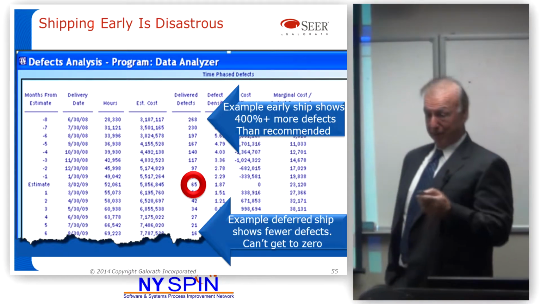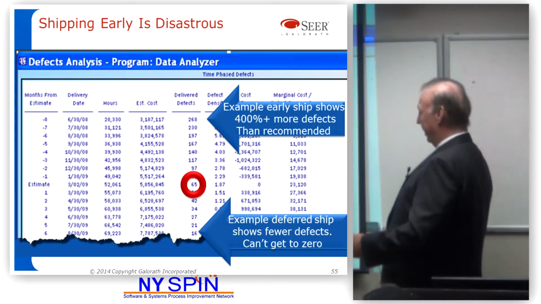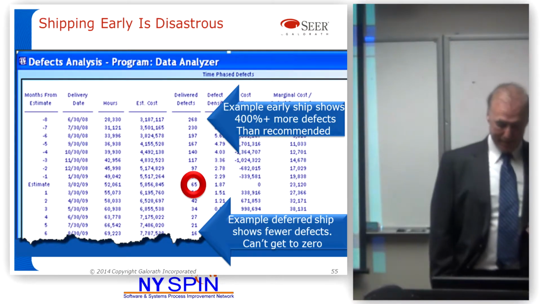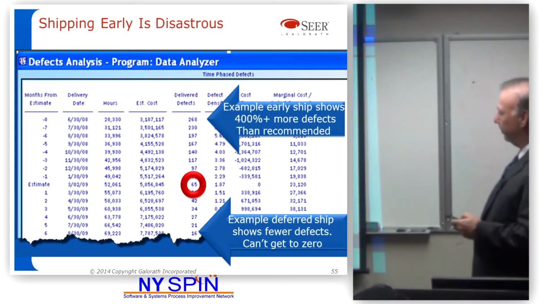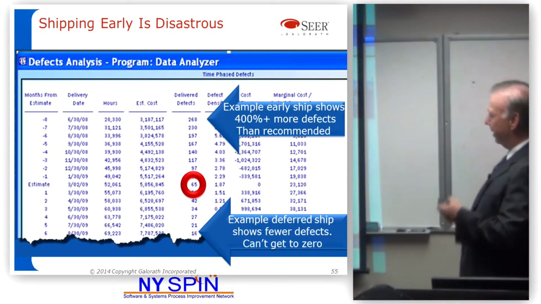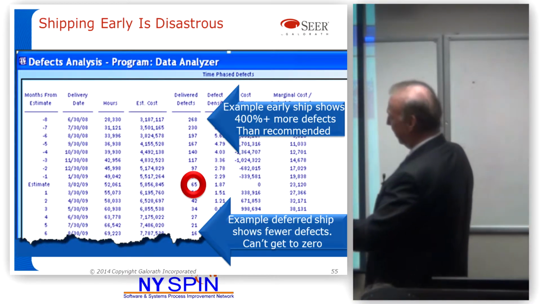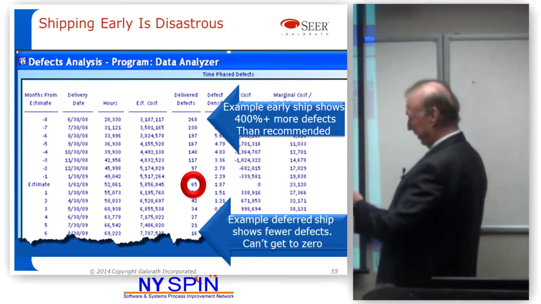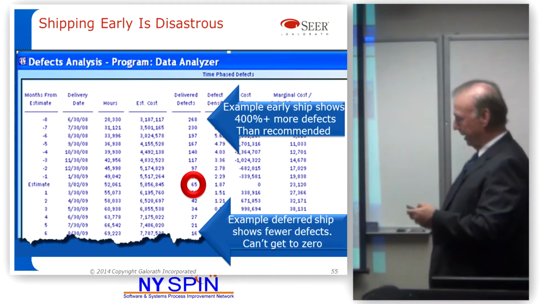Let's ship 6 months early. Perhaps healthcare.gov will ship 6 months early. 268. Shipping early usually kills systems. 400% more defects if you ship this thing 8 months early. This is healthcare.gov. This is much smaller. Run longer, it's still going to never get to 0 defects.